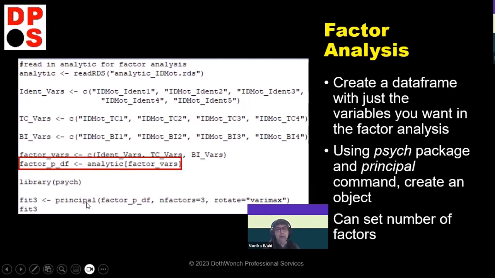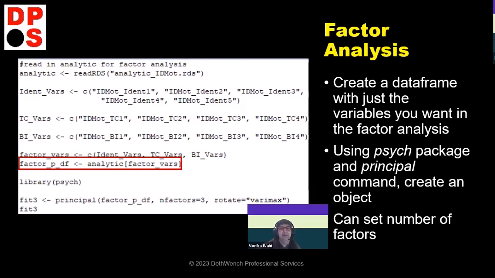So I'm going to run principal on this data frame, a command from the psych package. Now, in this code I'm doing nFactors 3, I'm forcing it into three factors because I thought we had three factors.